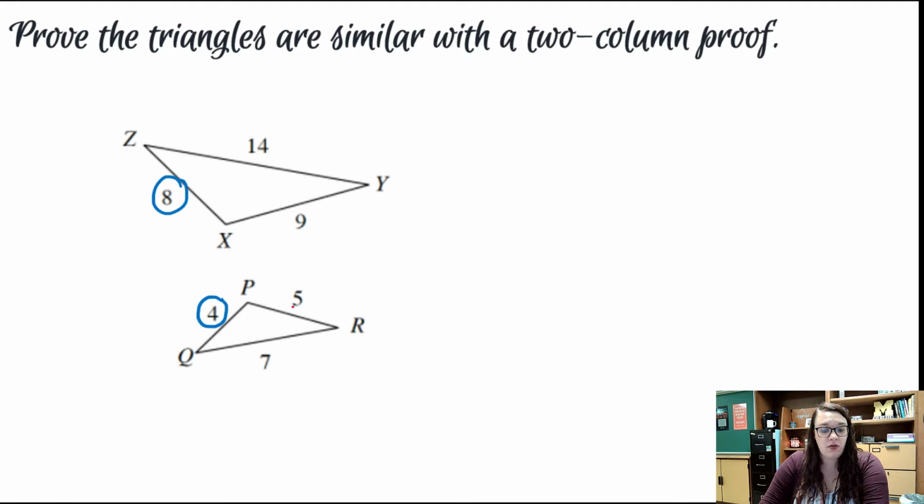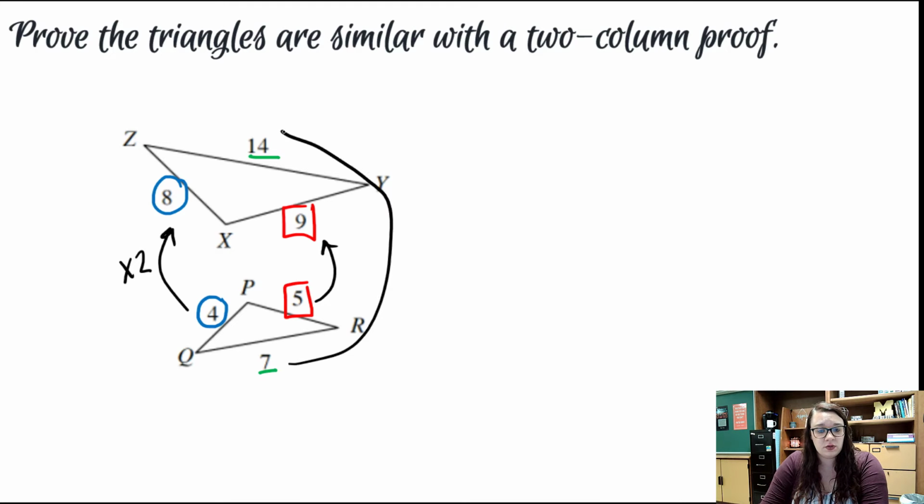I also know that 5 goes with 9. And lastly, that 7 goes with 14. The scale factor is times 2 for the 4 and the 8, as well as for the 7 and the 14. But does it work for the 5 and the 9? It actually is not times 2 for the 5 and the 9. This one was times 2, this one was times 2, and this one was not.